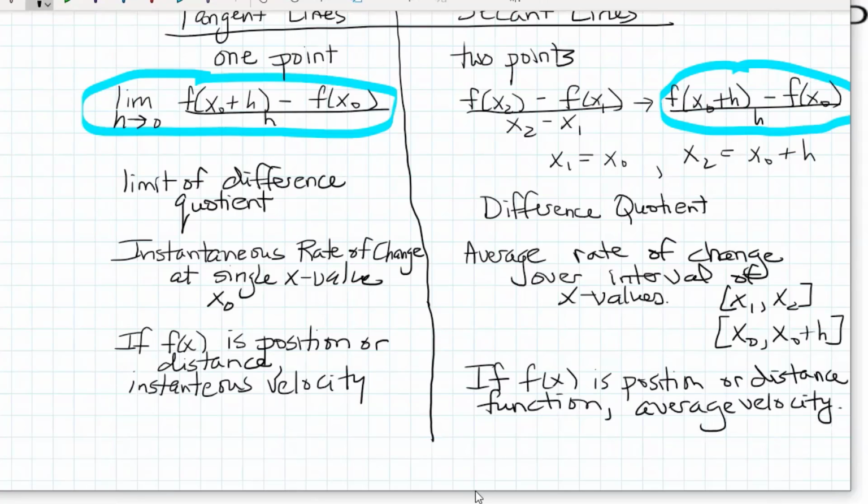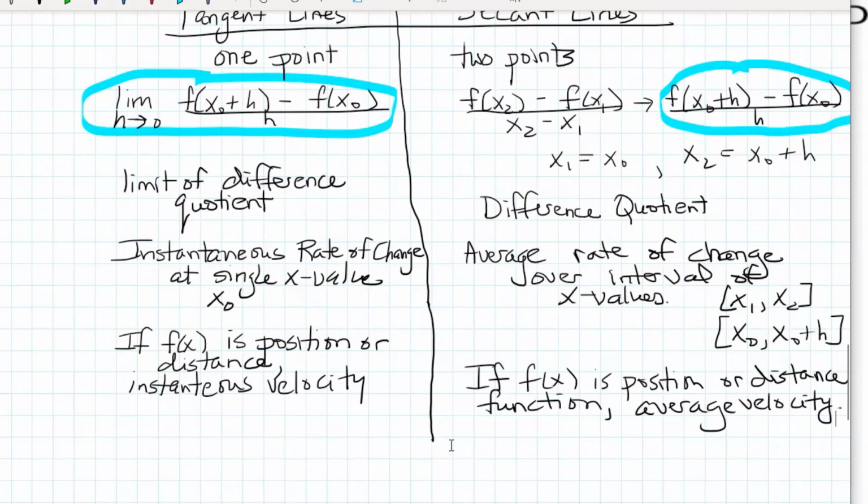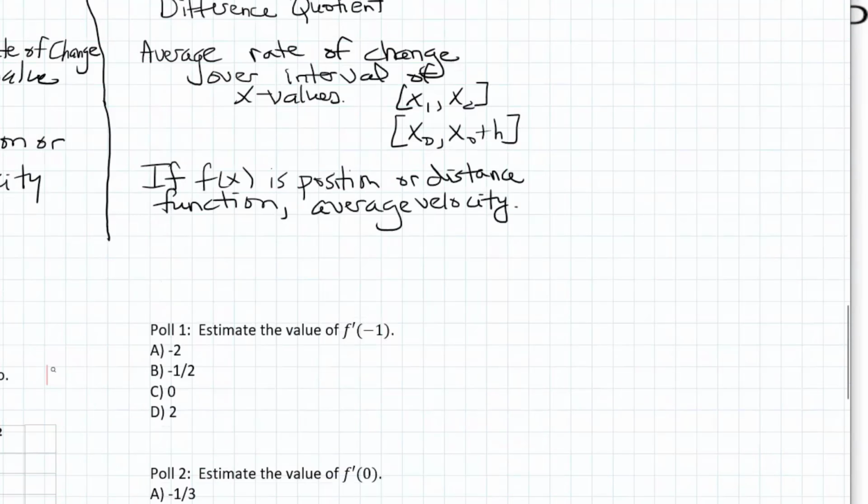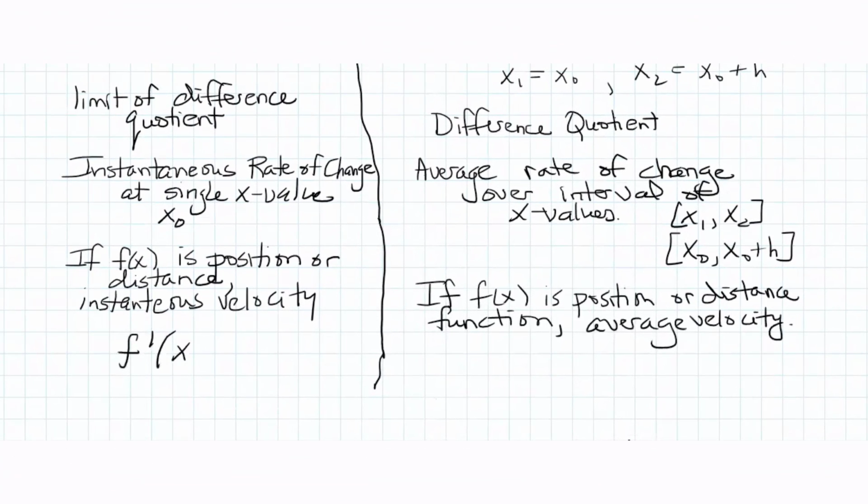So depending on which exercise you're working, these different concepts will come up, and it all comes down to understanding which they're talking about, the slope of a tangent line or the slope of a secant line. In the case of a tangent line, we can use f prime of x0 to mean the derivative at x0, and that's the same as the slope of the tangent line.